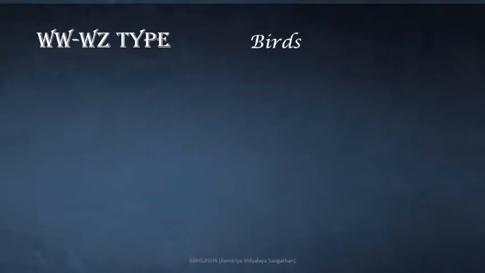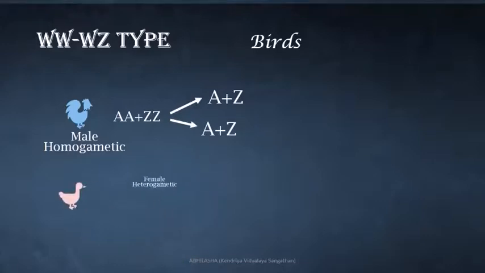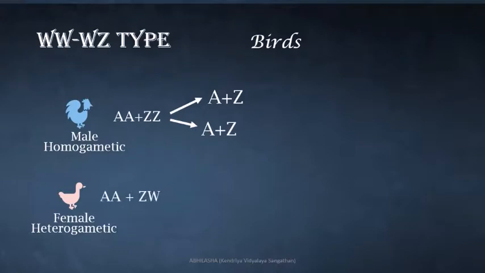Now, ZW-ZZ type sex determination is seen in many birds. This is in fact opposite of XX-XY type. Here, the male is homogametic. If A be the autosomes, then males will be showing AA plus ZZ chromosomes, where Z is the sex chromosome. So, all male gametes will be alike. Females are heterogametic, that is, they'll produce two types of eggs, A plus Z and A plus W.